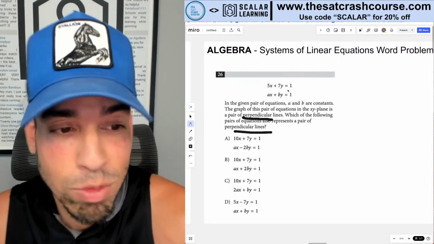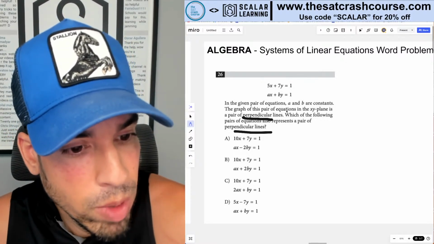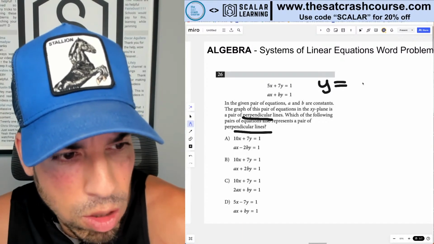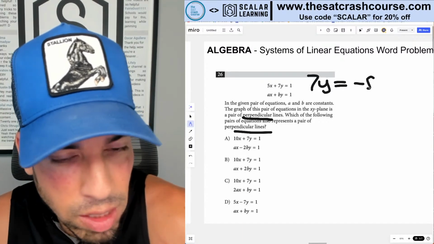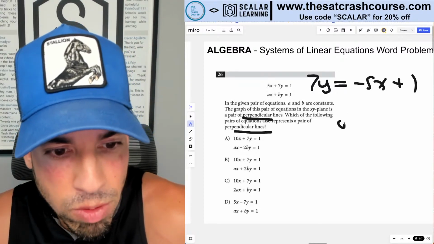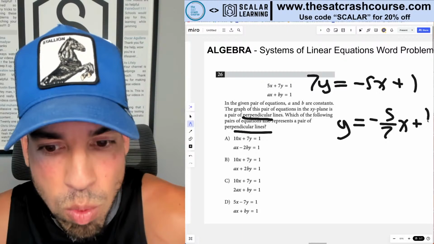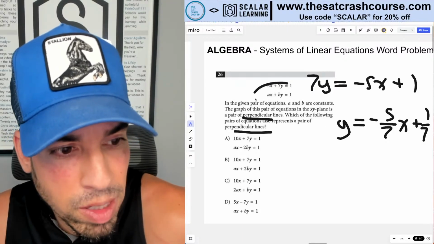I don't even think I've ever done this problem. This is pretty crazy. All right. So anyways, these are perpendicular. So for the first one, I can figure out what the slope is. So it's 7y equals negative 5x plus 1. I'm putting it in slope-intercept form, divide by 7, and we get negative 5/7 x plus 1/7. So this is perpendicular to this line.